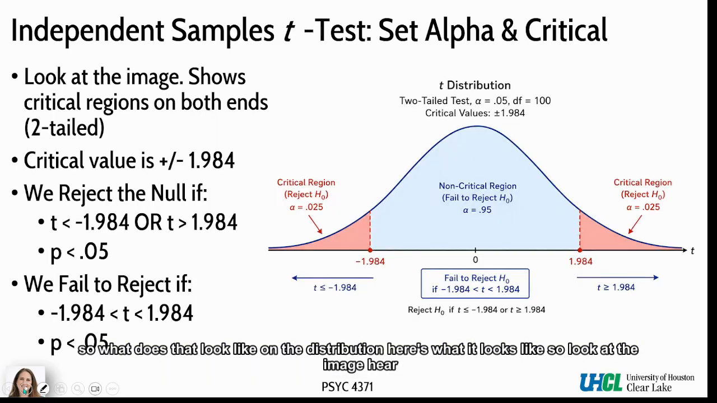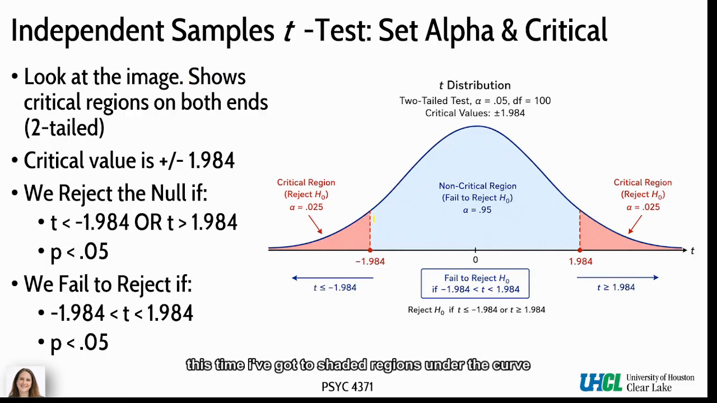So what does that look like on the distribution? Here's what it looks like. So look at the image here. This time I've got 2 shaded regions under the curve because this is 2-tailed, right? I'm looking at an alpha level of 0.05 with degrees of freedom of 100, and that gives me my critical values of plus and minus 1.984. So negative 1.984 is over here, and positive 1.984 is over there.